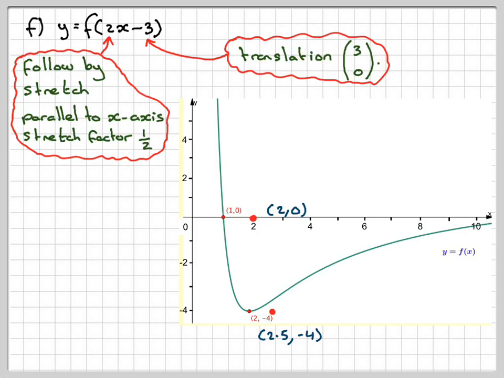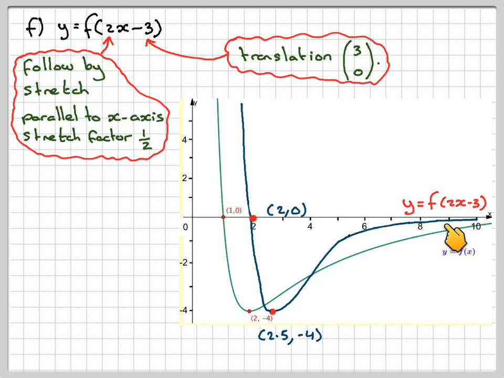Okay, and then you could take this point here, 8, it will go to 11. Half of 11 is 5.5, so that will go somewhere around there. Okay, so you can get the shape of the curve that way. So it's y = f(2x - 3).